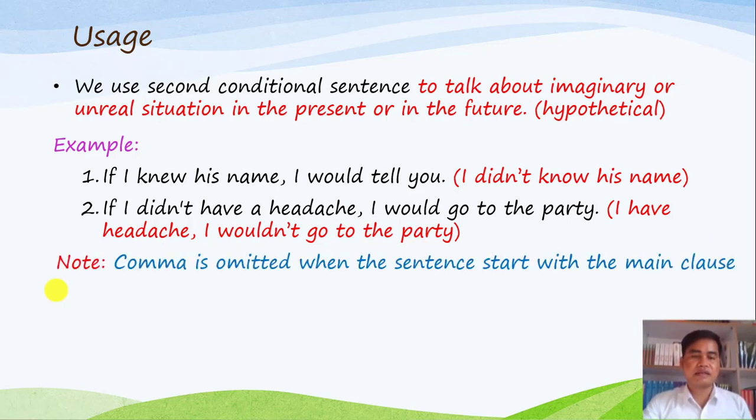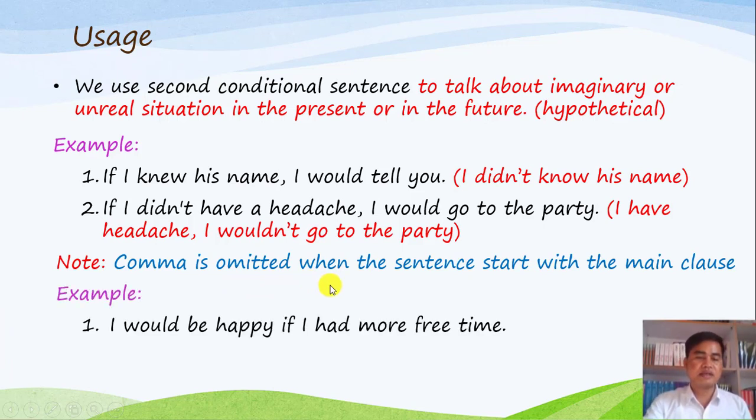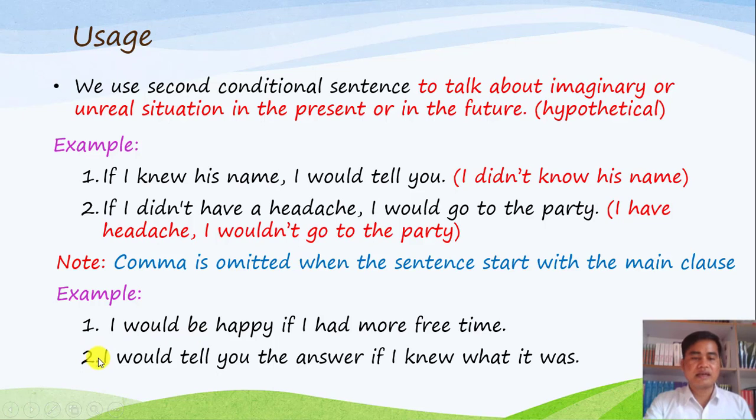Okay, now take a look at this. Note, the comma is omitted when the sentence starts with the main clause. Example, I would be happy if I had more free time. So in this sentence, we use the main clause at the beginning and we use the if clause at the end. So that's why in this sentence we don't use a comma. For example, I would tell you the answer if I knew what it was. Okay, so this one we don't use a comma.